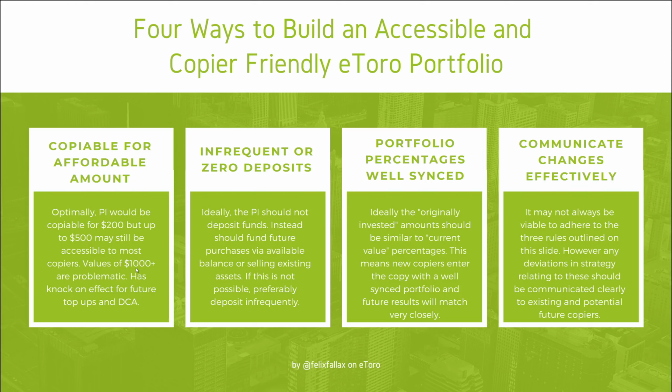However, when this gets up to 1,000, that is problematic for two reasons. Number one, it's quite a hard amount of money to find for the initial copy, but secondly, it's got a knock-on effect if someone chooses to top up the copy or dollar cost average, which means adding funds monthly or quarterly.